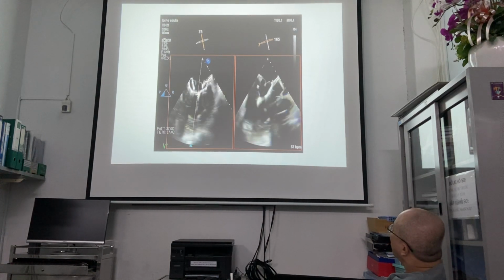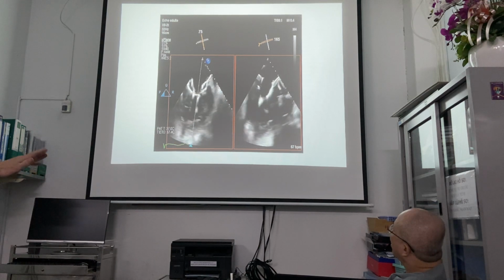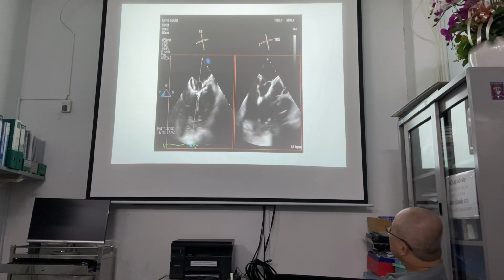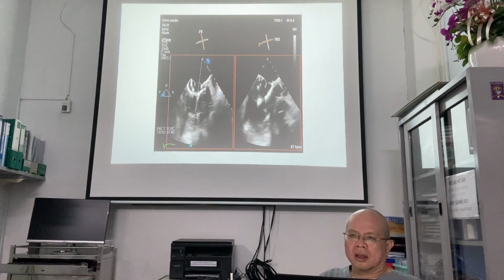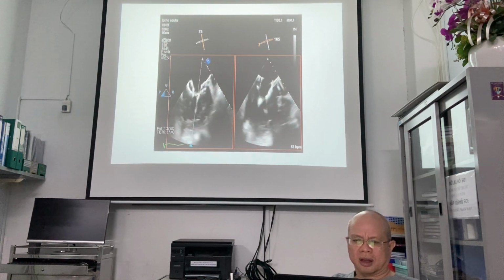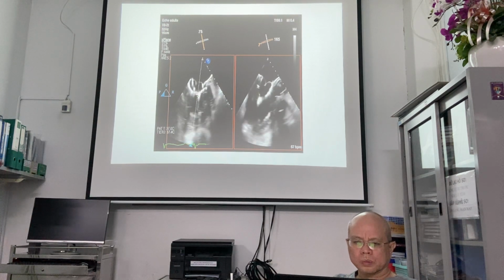So on the right you have the LVOT view, and there is a valve in mitral position. Okay. So I can tell you it's not a surgical valve. It's not a surgical. No. This is a new mitral valve.